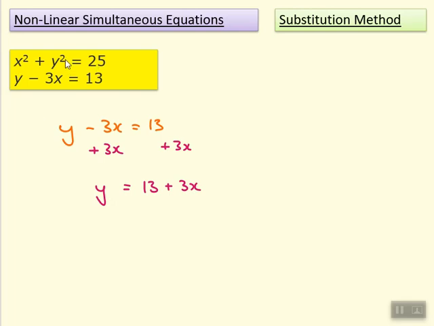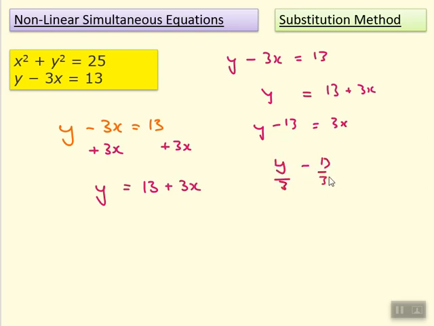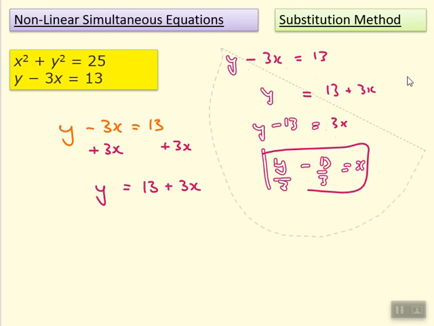So we haven't touched the top equation. We've rearranged the bottom equation to get one of the letters on its own. So we've got the y on its own. Now, by the way, just to show you, if I got the x on its own, I would have had to add the 3x over, then take off the 13, and then divide by 3. So I'd have y over 3 minus 13 over 3. And look how horrible that is to work with. Okay, this is so much easier to work with.